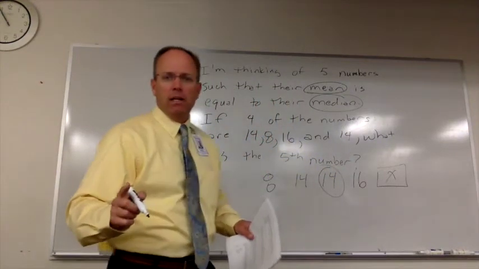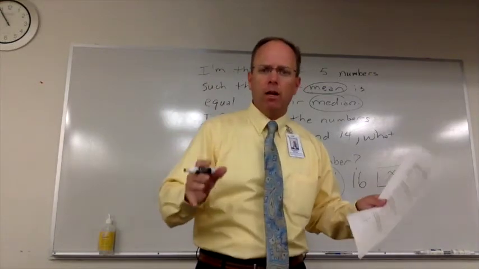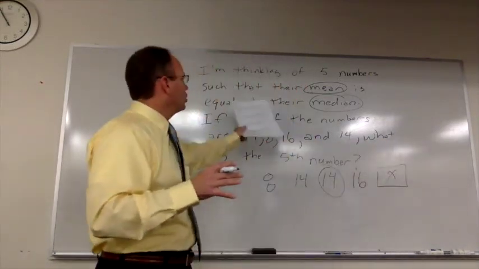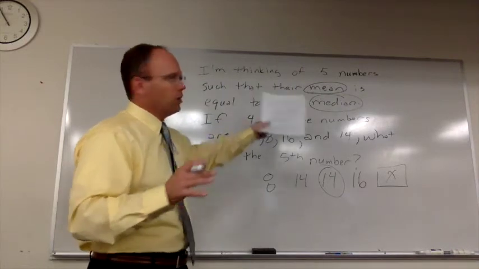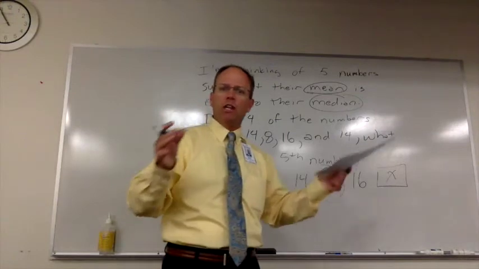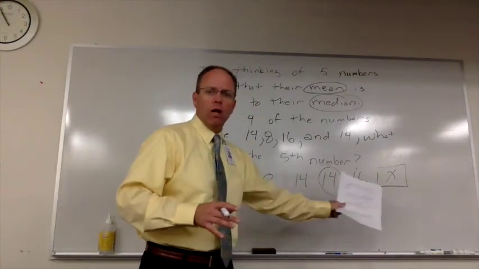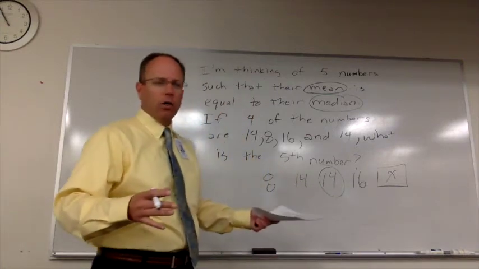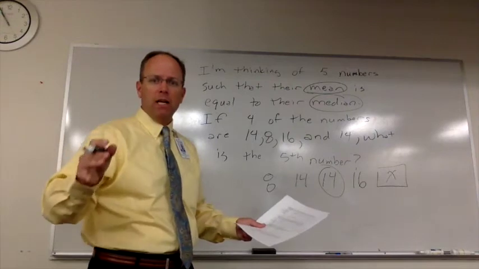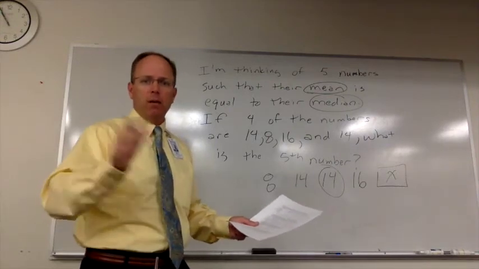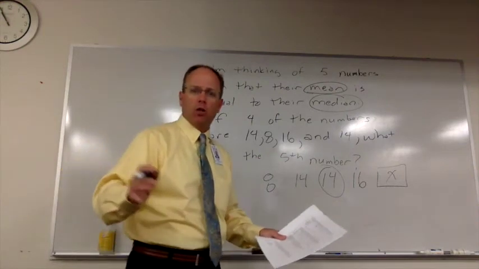That's your median. And we know that the median and the mean have to be the same number because they told us in the story: I'm thinking of 5 numbers such that their mean is equal to their median. So their average is equal to the middle number. By putting the numbers in ascending order, and since the 5th number is unknown, our middle number has to be 14. So our median is 14. And our mean and median on this problem have to be the same, so our mean is also 14.